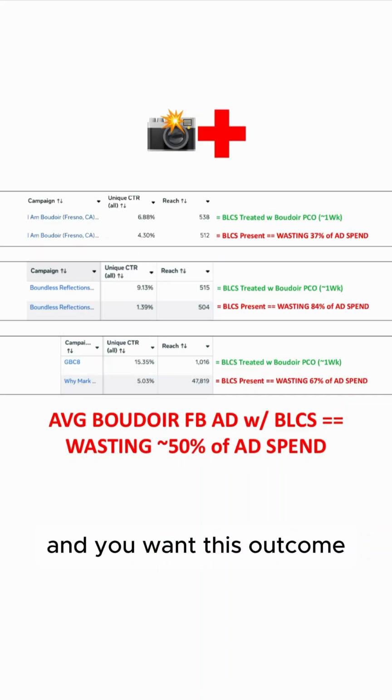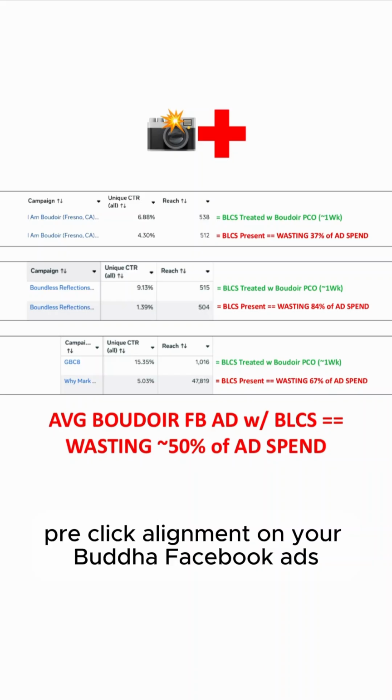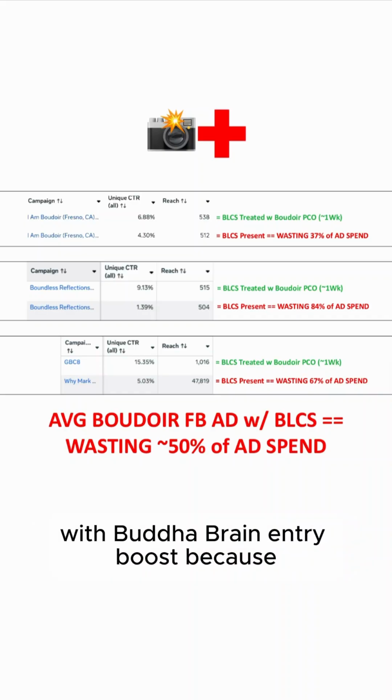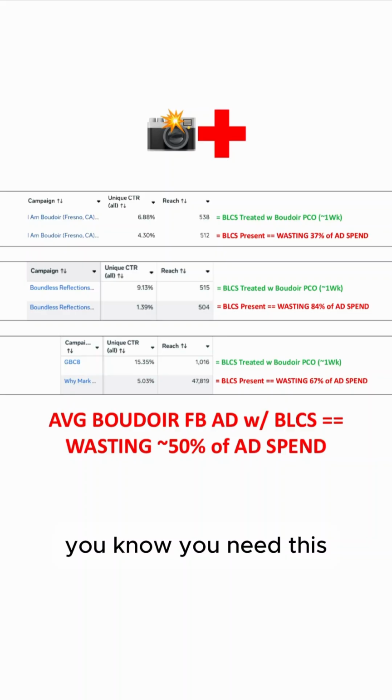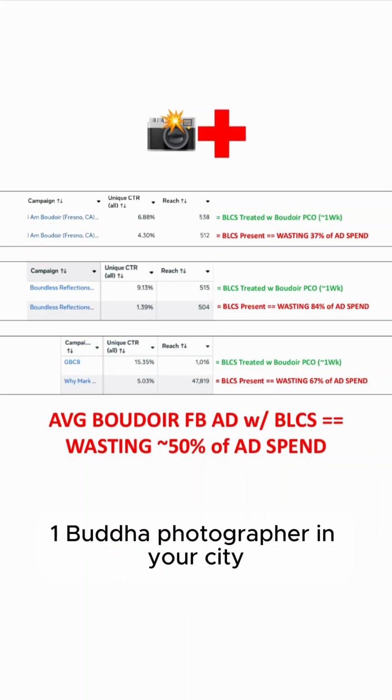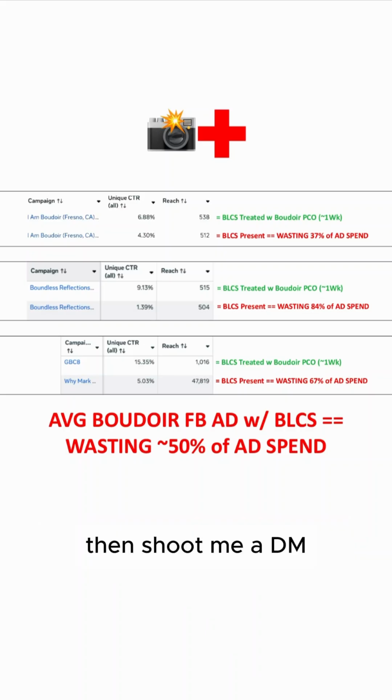And you want this outcome, you want to achieve pre-click alignment on your Boudoir Facebook ads. So you become a dominant boudoir advertiser with Boudoir Brain Entry Boost because you know you need this on your path to becoming the #1 boudoir photographer in your city. Then shoot me a DM.